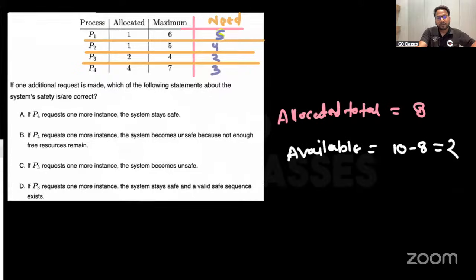So we have just seen that if P4 requests one more instance, then the system might go to unsafe state, right? Yes, this B is correct. What about P3? Let's check P3. If P3 requests one more, the need will be one. You have to decrease the need, not increase. In that case, need will be one, and allocated will be three. Allocated increases, and available is now one.